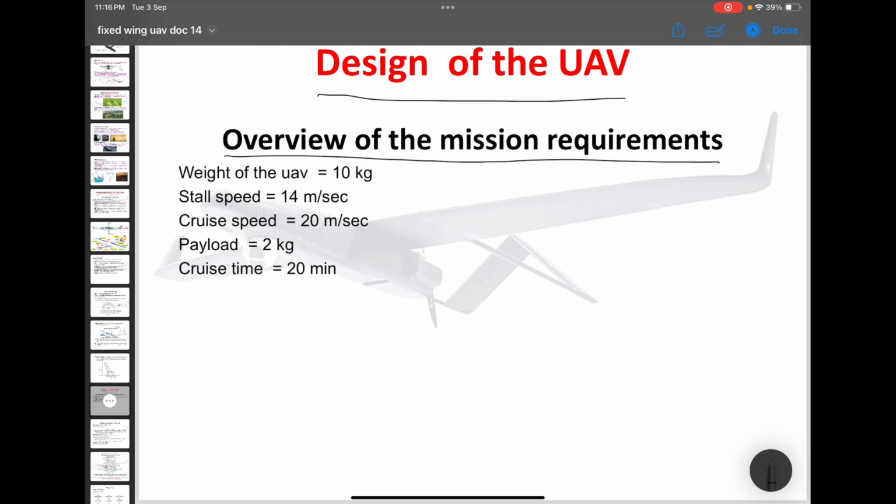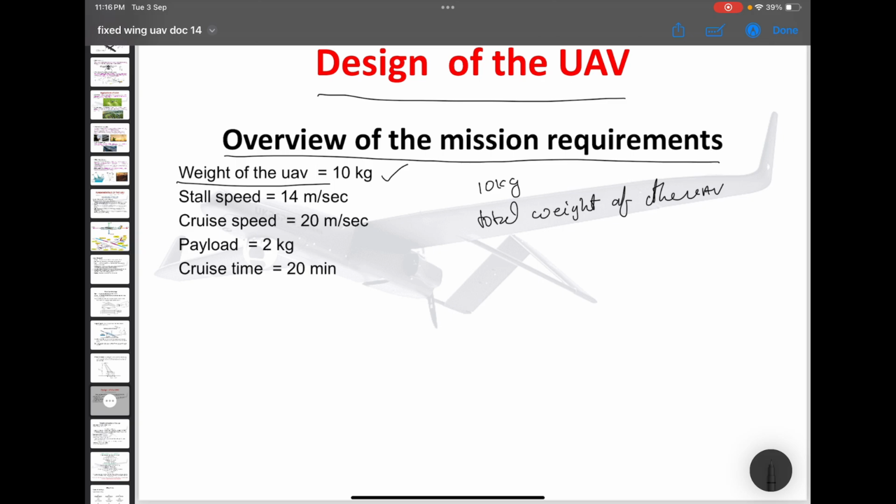First one is weight. Here I have considered 10 kg weight. This is the total weight of the UAV. We should not exceed this weight, so we will design below this 10 kg.